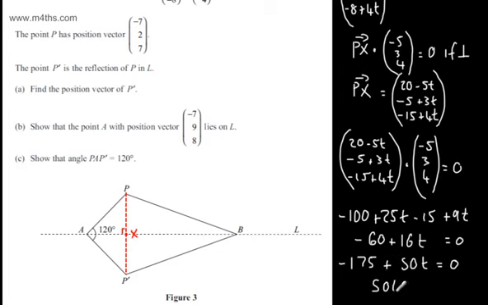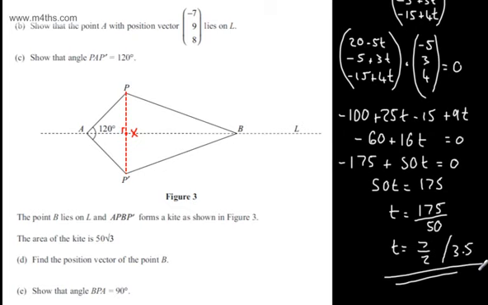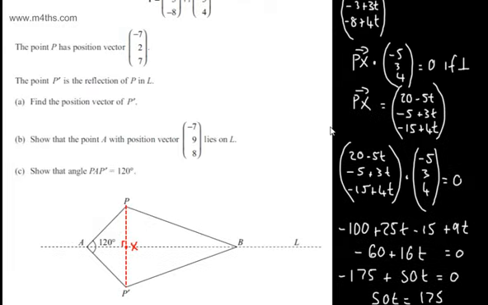So we can say 50t is equal to 175. All I'm going to do now is divide both sides by 50. Remember, these questions are non-calculator. So I've got 175 over 50, which is going to give me 7 over 2, or 3.5. So that's the value of t. So let's go ahead and sub that in.